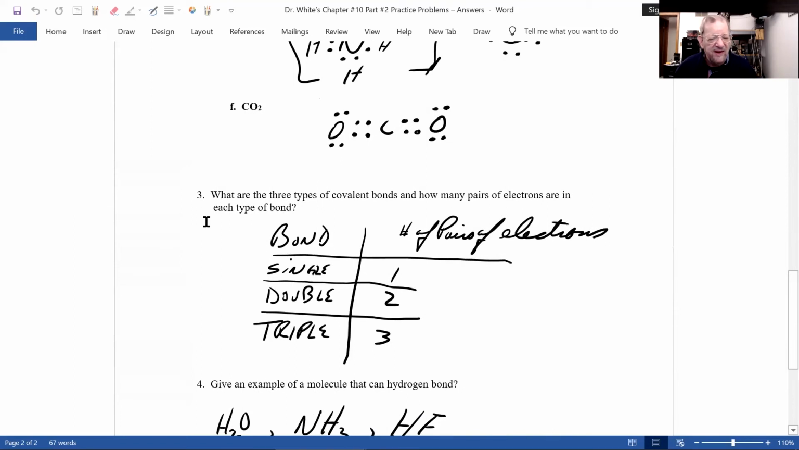Now, what are the 3 types of covalent bond? Ooh, deja vu all over again. That's something Yogi Berra, who was a famous baseball player and manager, was known for, great sayings he came up with. But anyways, single bond, 1 pair of electrons, double bond, 2 pair, triple bond, 3 pair. You should know this.